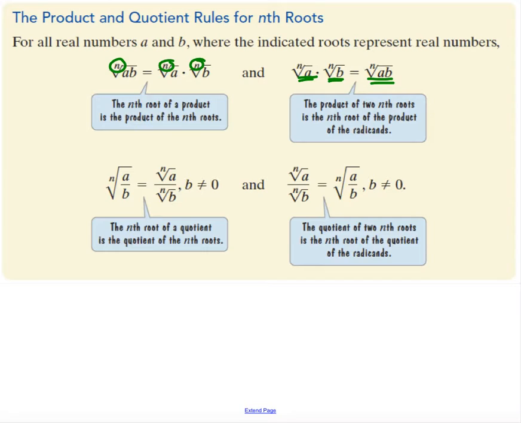Same thing holds true with a quotient. Here is your index. You can separate it out into two separate radicals. Or vice versa, you have two radicals with the nth root, same root, you can combine them back together into one fraction. So we'll do some practice problems here.